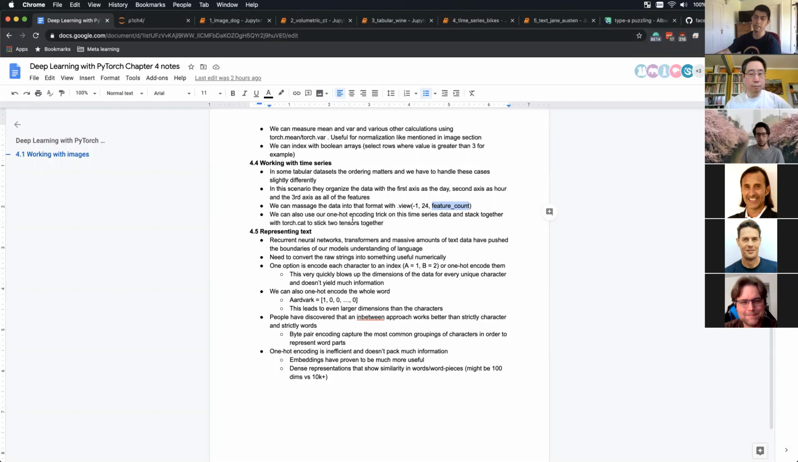And on top of that, they were showing that we can also do the one-hot encoding and all of the other pre-processing stuff that we were doing, and then we can concatenate that. So if you have two separate tensors and you want to stick them together, then you can do torch.cat and it will piece them together for you.